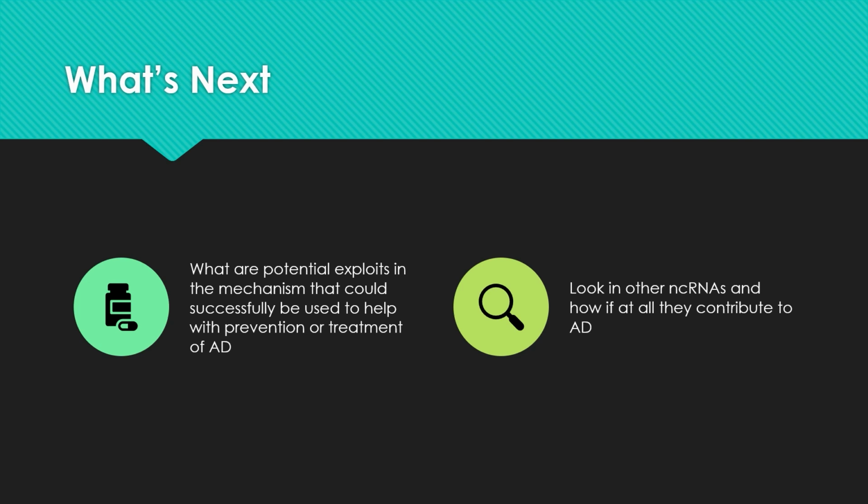MicroRNAs like miR-107 and miR-106b, already linked to BACE regulation and amyloid beta production, suggest broader RNA-based regulation in Alzheimer's. Similarly, long non-coding RNAs such as NEAT1 and MALAT1 are involved in key cellular processes like chromatin remodeling or mRNA transcription and translation.